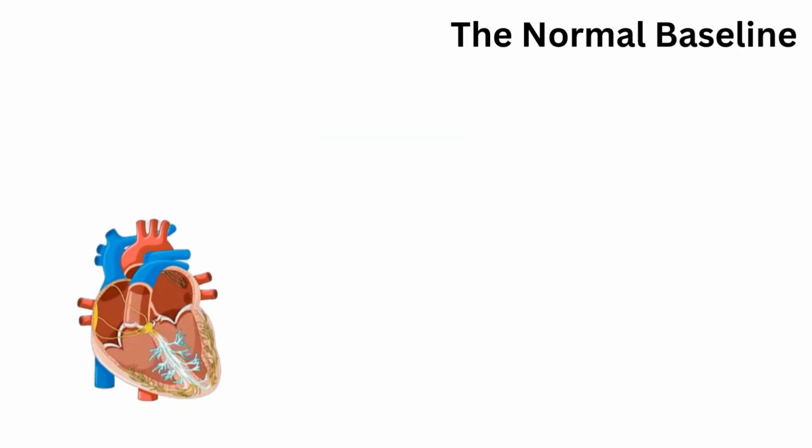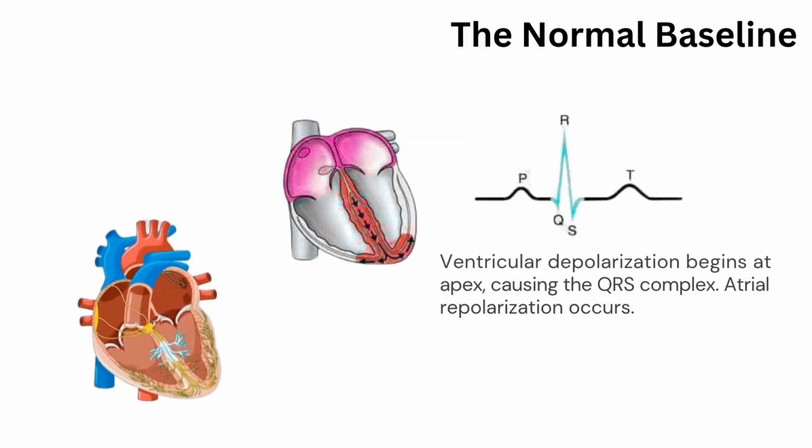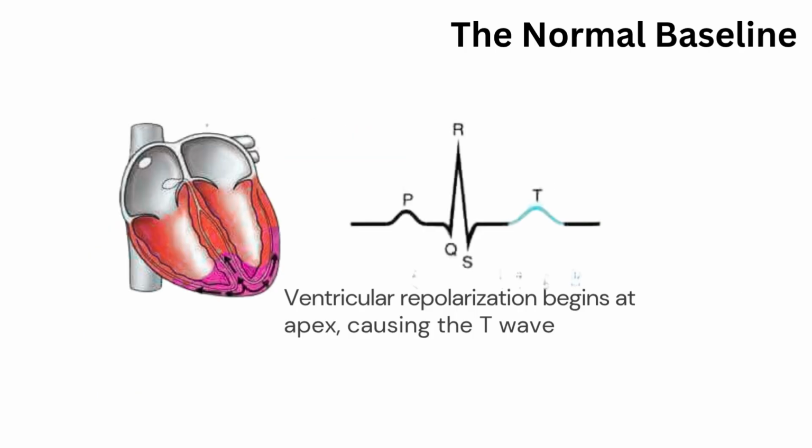At 0.12 seconds, boom, the signal rushes down the bundle branches for a massive ventricular contraction. That is your QRS complex. And finally, around 0.35 seconds, the ventricles just relax. They reset, and that paints the T wave right there on the screen.